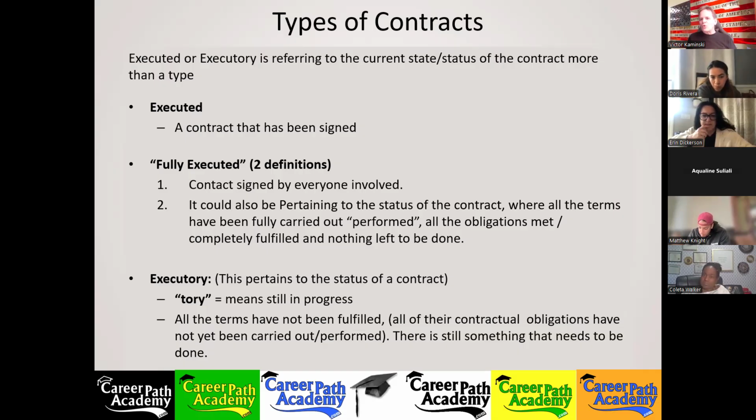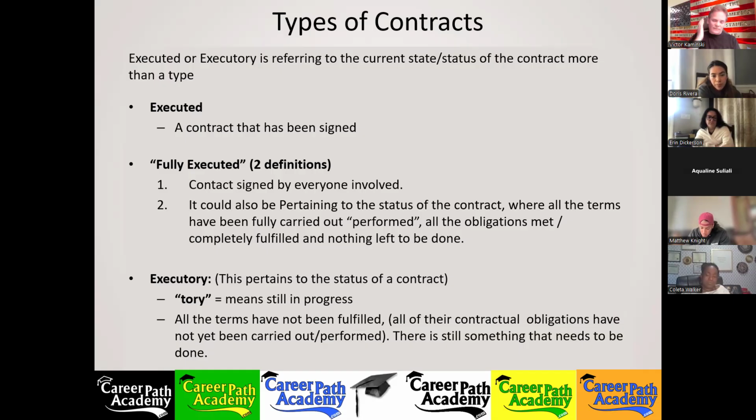It's in executory status. You're at the beginning of the stage. We only had everybody sign the contract. Now you need to do what the contract required of you, right? So now we've got to do what the contract requires. So the contract is in executory status until you've fulfilled all the requirements of the contract, and then it's fully executed again, right? Nothing left to be done. No other obligations to be carried out. That's what that terminology means.